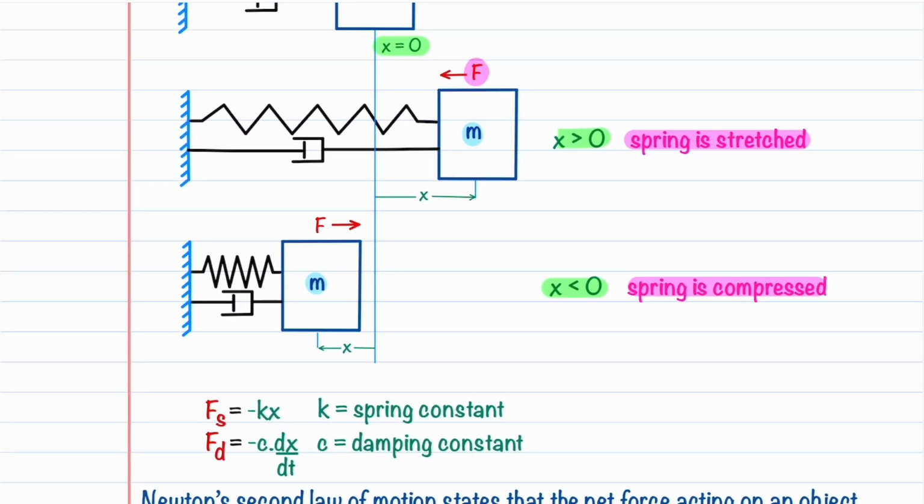The forces that are acting on the mass are the force due to the spring, which is equal to minus kx, where k is the spring constant, and the force due to the dashpot, which is minus c times dx/dt, the velocity, where c is the damping constant.